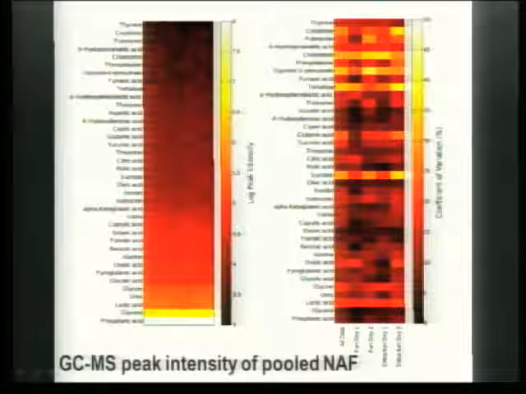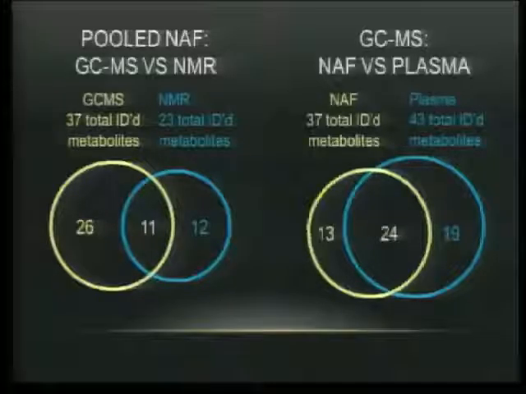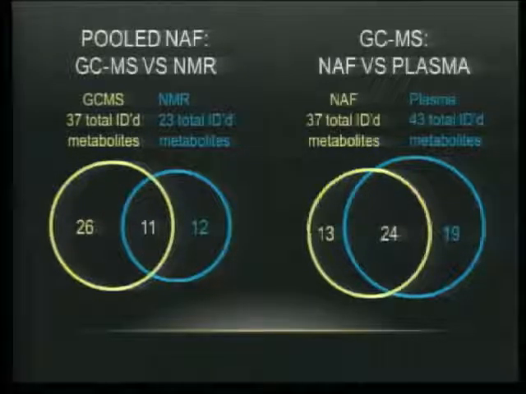And then this is coefficient of variation on different run days and different extraction days. It makes sense that those metabolites that are higher in abundance have a lower coefficient of variation. But in general, this is showing the assay is working fairly well, and we can be pretty confident about what we're seeing. This is just to give you a sense of what we can see. There's 37 total identified metabolites by GCMS and 23 by NMR, and there's only an overlap of 11. So we can see different metabolites using different instrumentation.